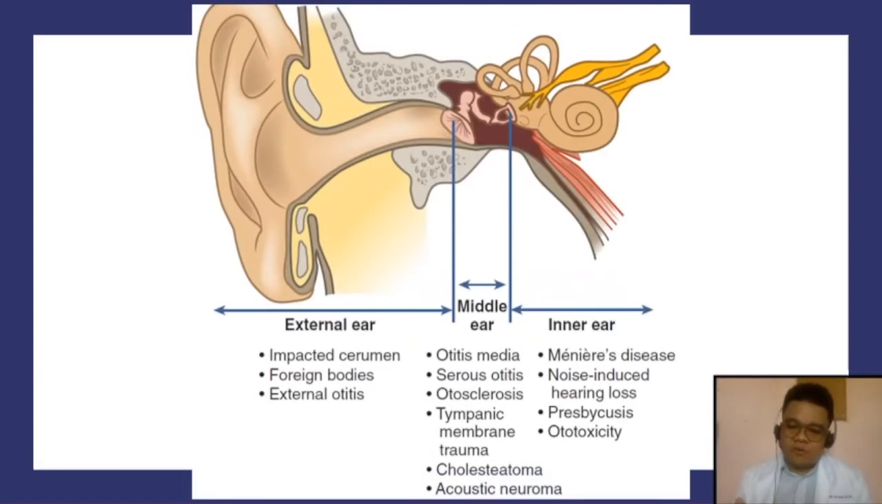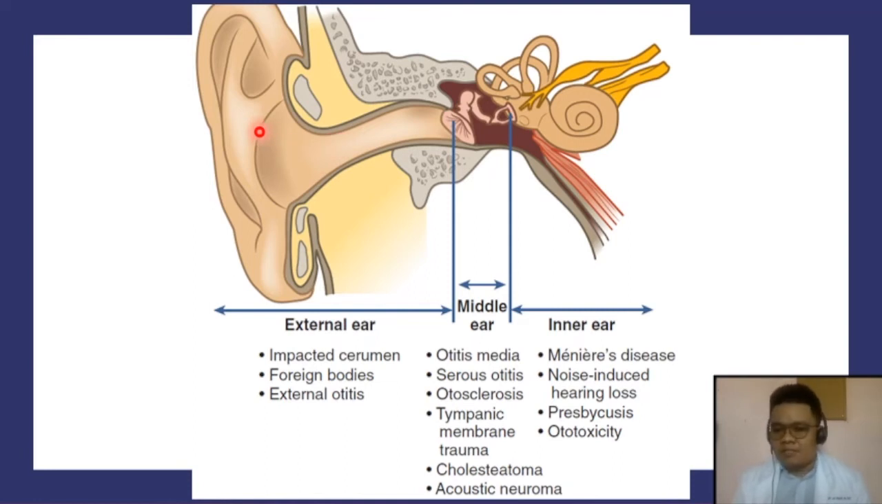For us to have the application of your Weber test and Rinne test, allow me to give you an overview of the common disorders of your external ear, middle ear, and inner ear. So class, for your external ear, you would have your impacted cerumen. You know that impacted cerumen is basically what we commonly refer to as bulaho in our setting. Then foreign bodies, for example, vegetables, or some objects inserted there by children, and then your external otitis.